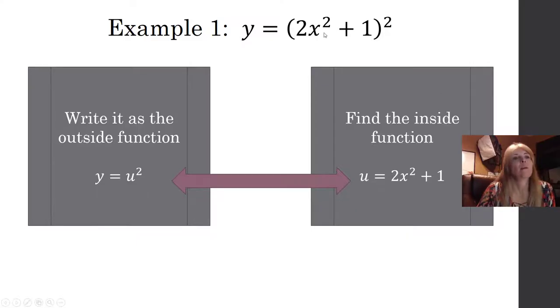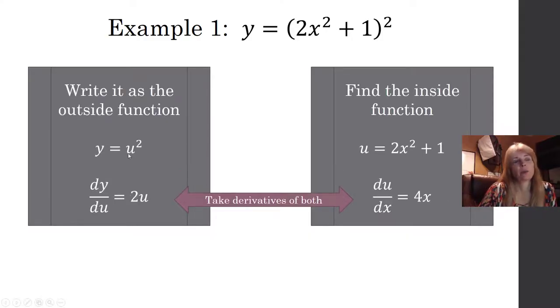So my inside function, I call u. My outside function then is u squared. Based on that last slide where we said all we do is multiply the two derivatives, we find the two derivatives. The derivative of u squared, hopefully you've gotten good at this power rule. You bring the 2 down, you subtract 1, so that's 2u. The derivative of 2x squared plus 1: 2 times 2 is 4, subtract 1, 4x. The derivative of a constant, 0. So I took derivatives of both.